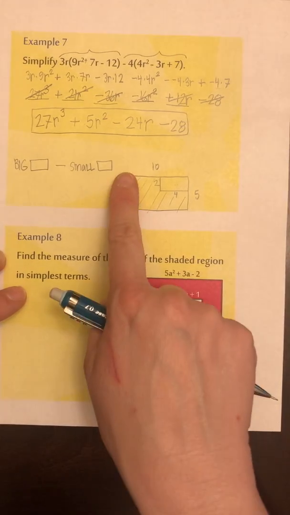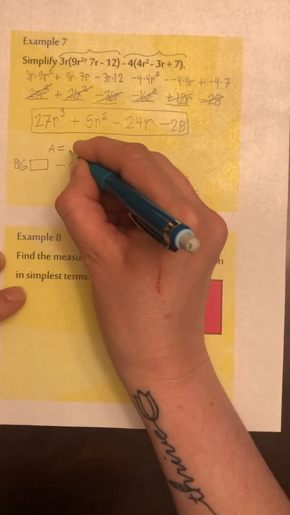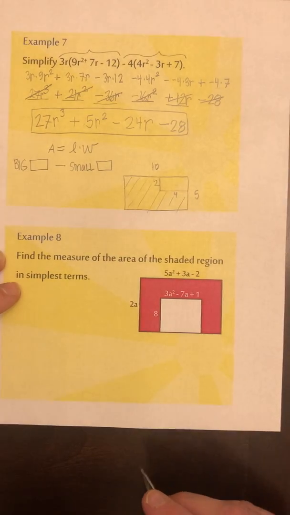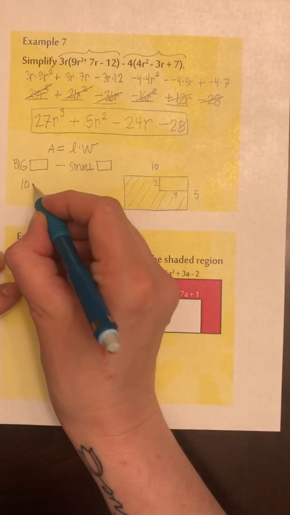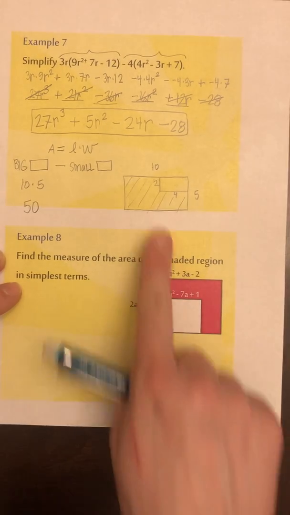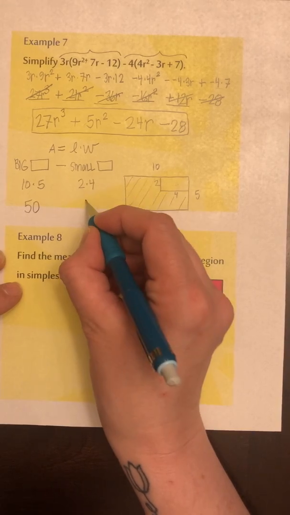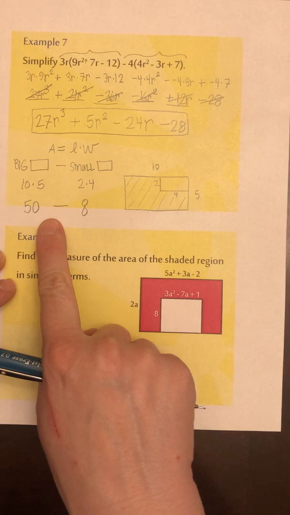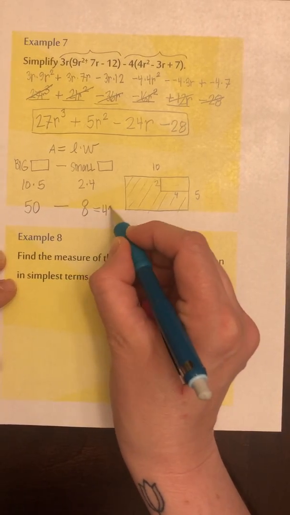So let's look at that. This is a rectangle. How do you find area of a rectangle? Easy, base times height or length times width. They mean the same thing. So for the big rectangle, that's a 10 by 5. So I would do 10 times 5, which is 50. For the small one, that's a 2 by 4. So I would do 2 times 4, which is 8. And then I would subtract the 8 away because I don't want it. I just want the shaded part, and that would leave me with 42.